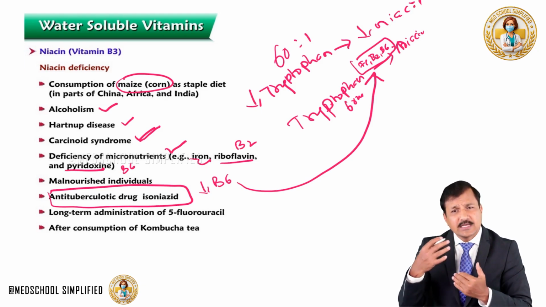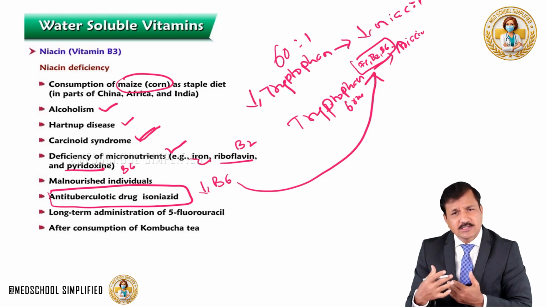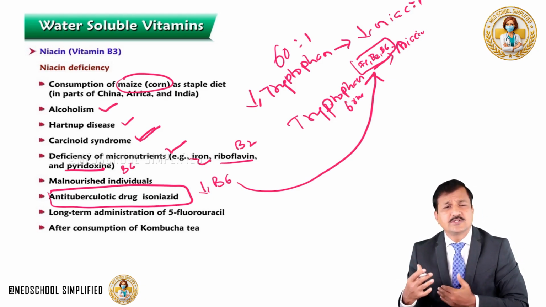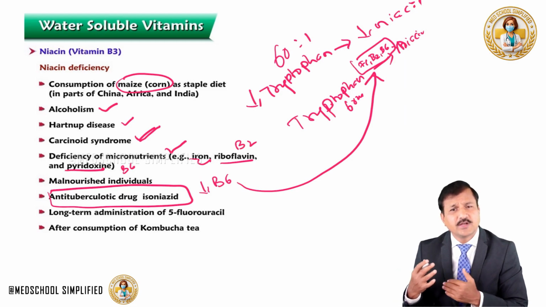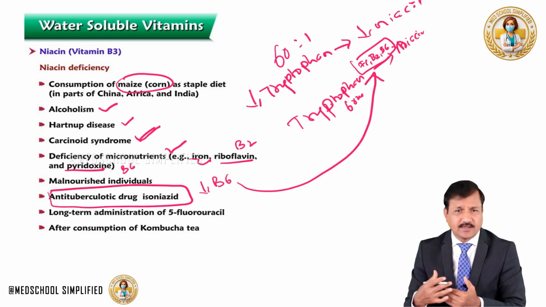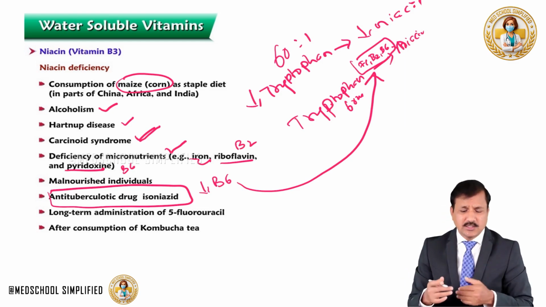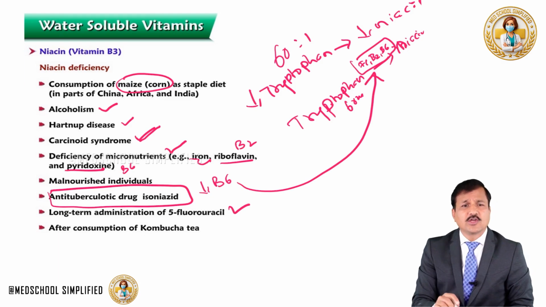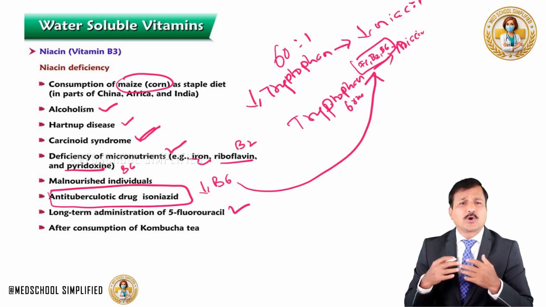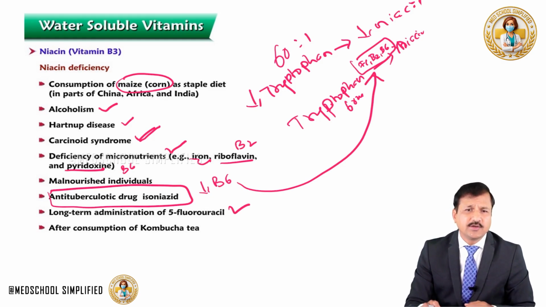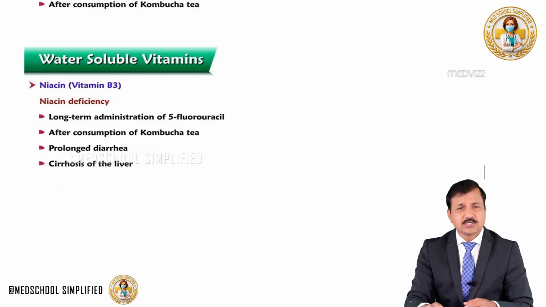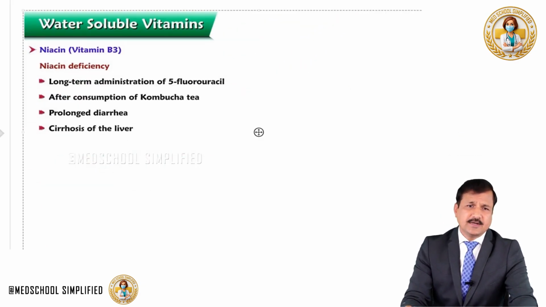It is INH, it decreases pyridoxine, it causes pyridoxine deficiency, and thereby pyridoxine, which is necessary for the conversion of tryptophan into niacin, is lacking, so that leads to niacin deficiency. So, it is an indirect effect. And also long-term administration of 5-fluorouracil, consumption of kombucha tea, prolonged diarrhea, cirrhosis of liver, HIV infection, all these can be other causes for niacin deficiency.